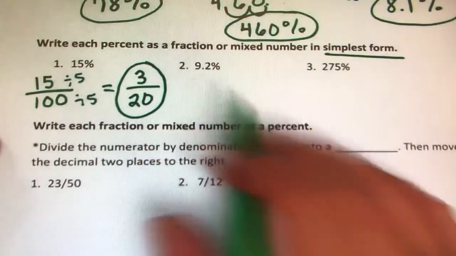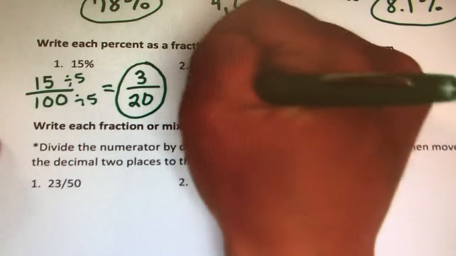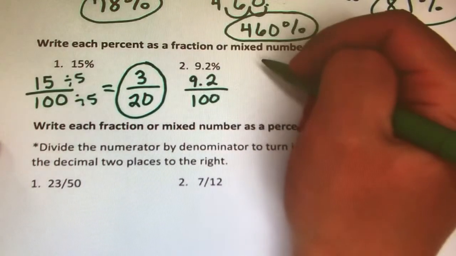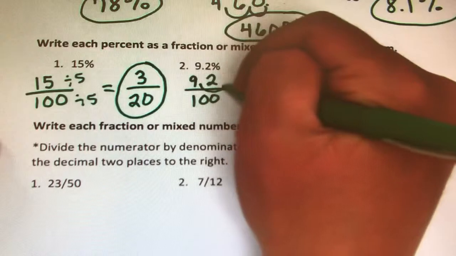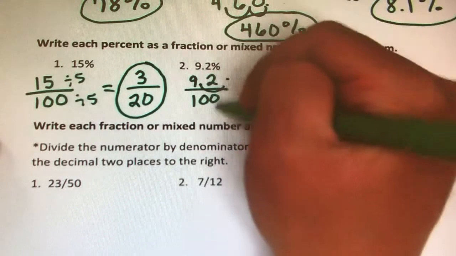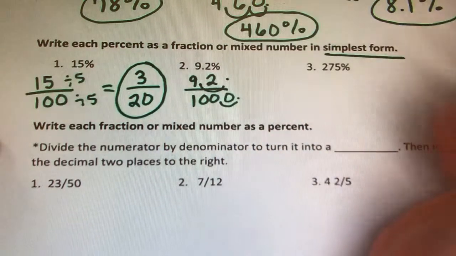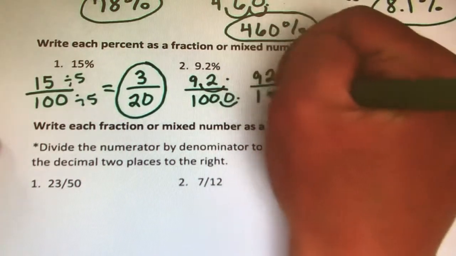Now this one with 9.2%, I'm going to do the same first step. I'm going to write 9.2 out of 100. The problem is we don't want a decimal up here. So what I can do to get rid of this decimal is move it one place to the right, or multiply by 10. But I have to do the same thing on the bottom. So this now is going to become 92 over 1,000.